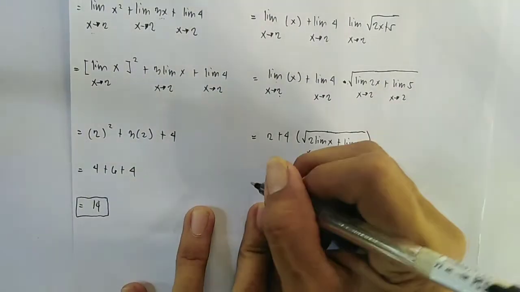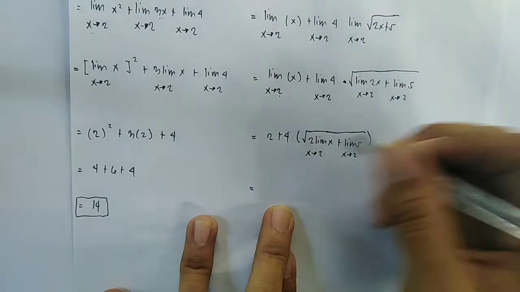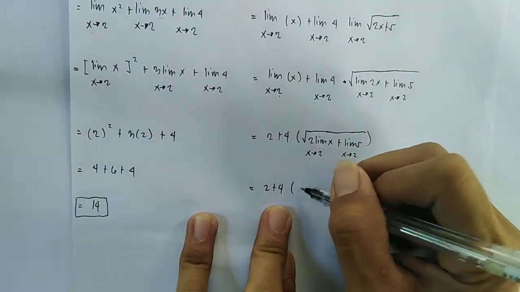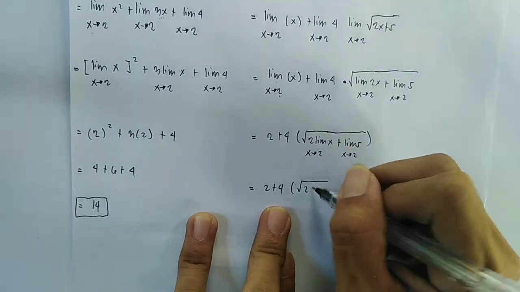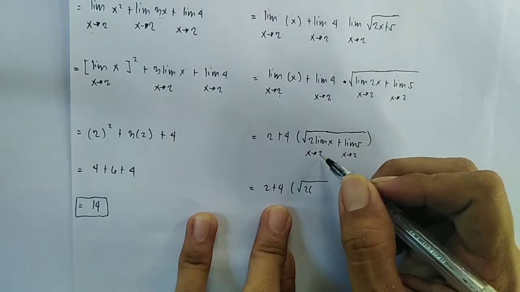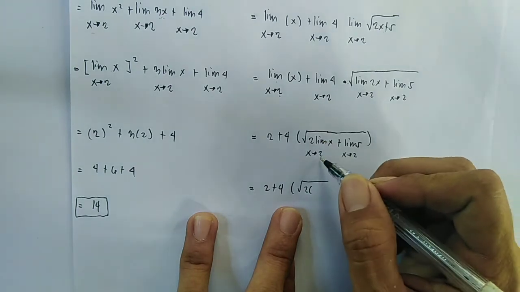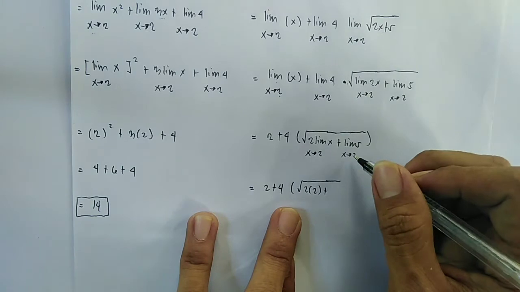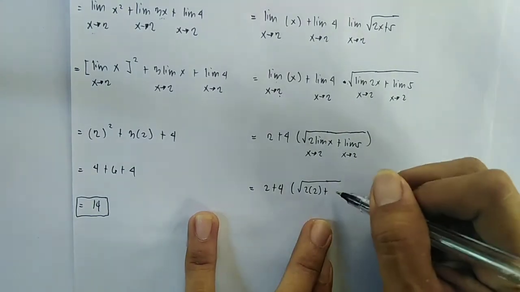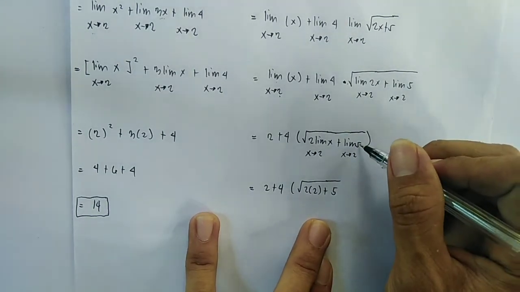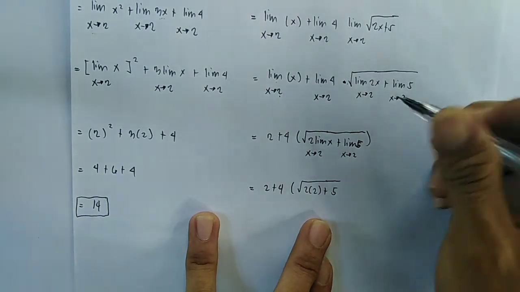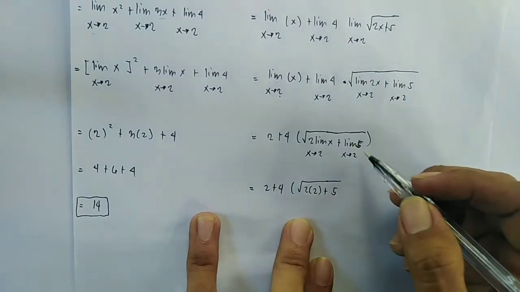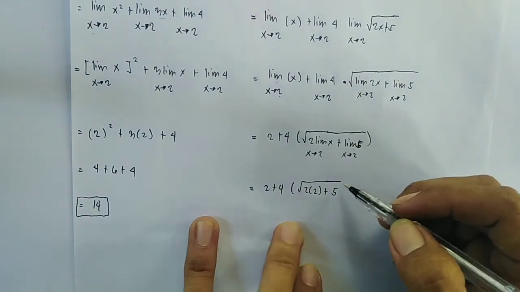Okay, so let us have another way of simplifying this one. So 2 plus 4 times, we have 2 times the limit of x. I'll just directly substitute the limit of x with 2. So 2 times 2 plus the limit of the constant 5 as x approaches 2, that is still equal to the constant, which is 5. So we have the limit of the constant 5, which is still equal to 5.